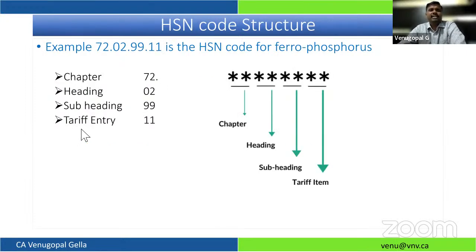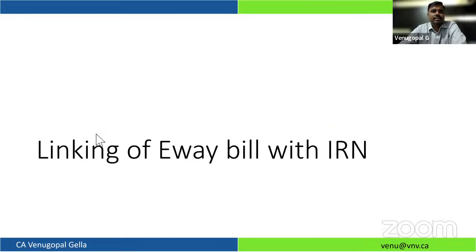So HSN is pretty straightforward. It's 8 digits in India. The first 2 digits are called chapter, the second 2 digits are heading, the third 2 digits are subheading, and the last 2 digits are your tariff. Okay, so that's how HSN has to be interpreted.